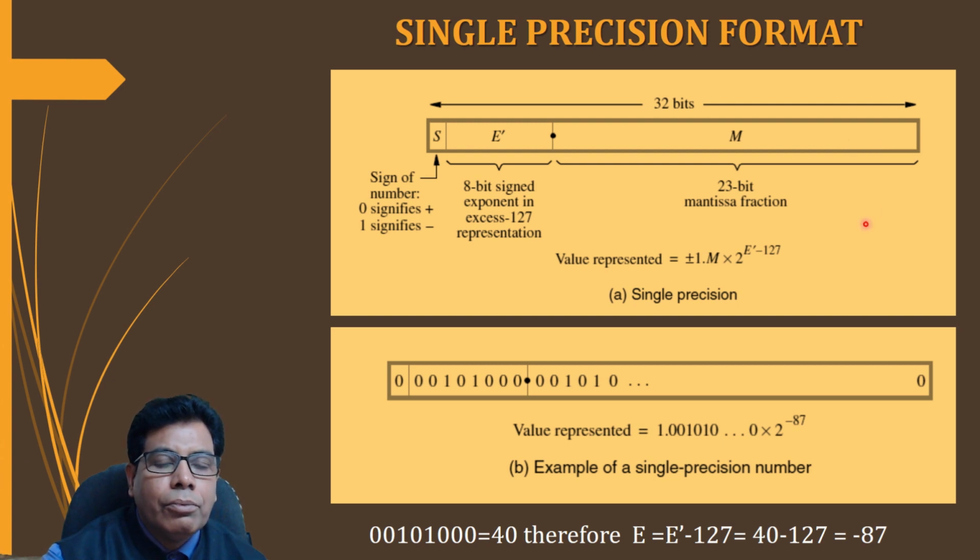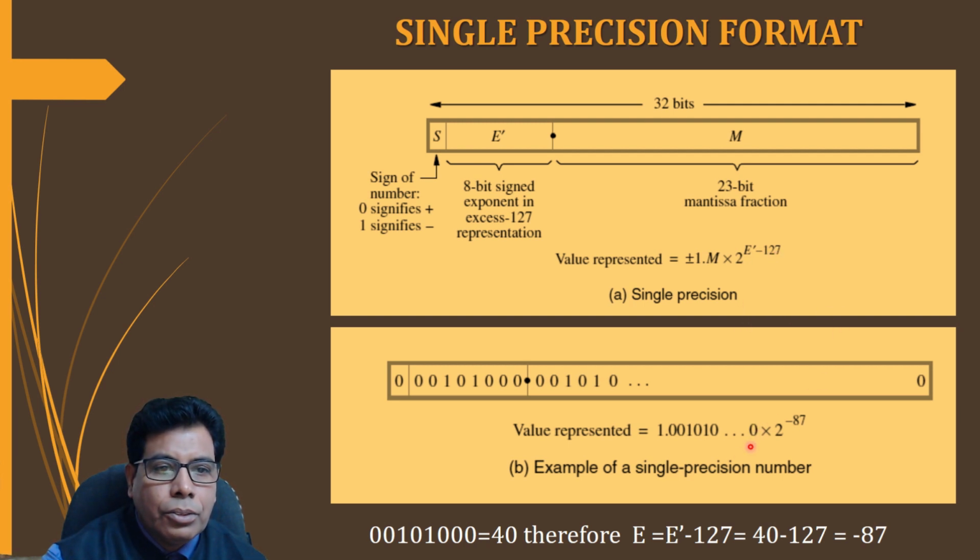So the value which is represented by this is plus minus 1 dot m multiplied by 2 raised to e dash minus 127, because this exponent will be in the excess minus 127 format. So we'll have to add 127 to this in order to get the actual exponent.